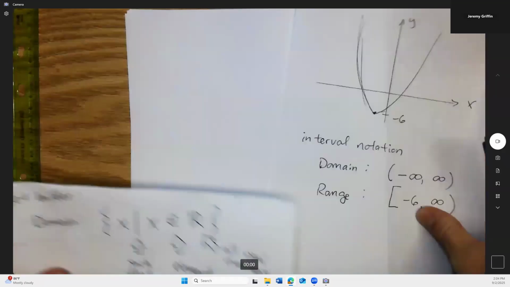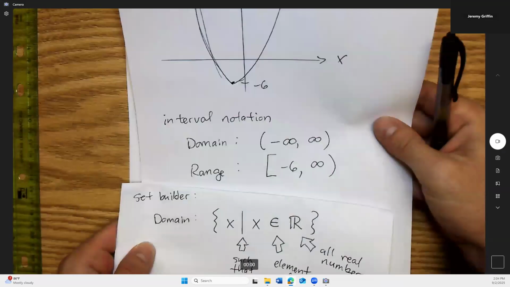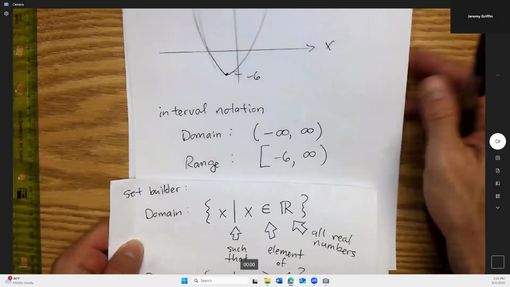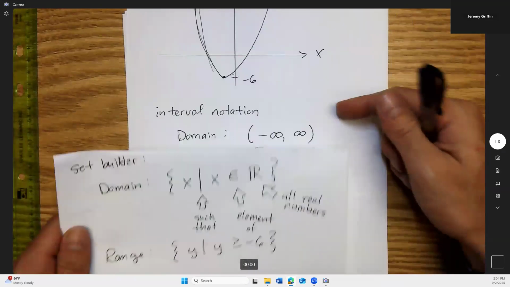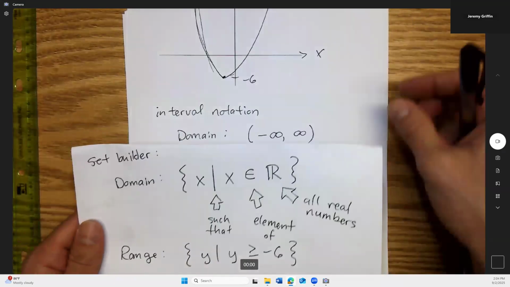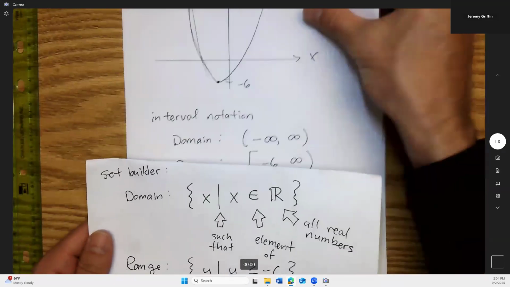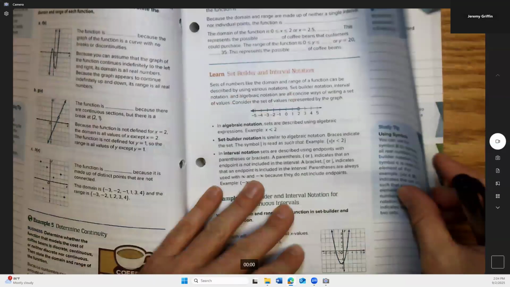Okay. So I just showed you guys, this is two different ways to describe the domain and the range. We've got this interval notation we just did, and this set builder notation we did a couple minutes ago. Okay, right, guys got those? Okay. All right. What else is in this lesson?